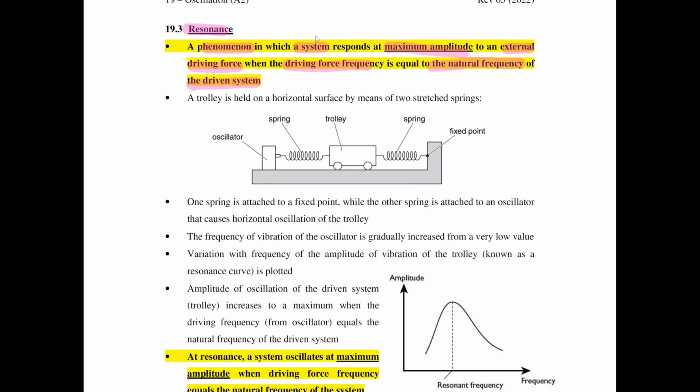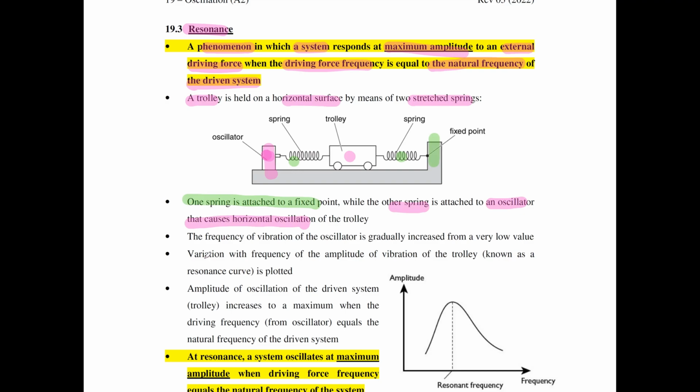for example, I give you a trolley that is held on a horizontal surface by means of two stretched springs. This is your trolley, and then these are your two springs. One spring is attached to a fixed point, which is over here, while the other spring is attached to an oscillator that causes horizontal oscillation of the trolley. This is your oscillator here, okay?